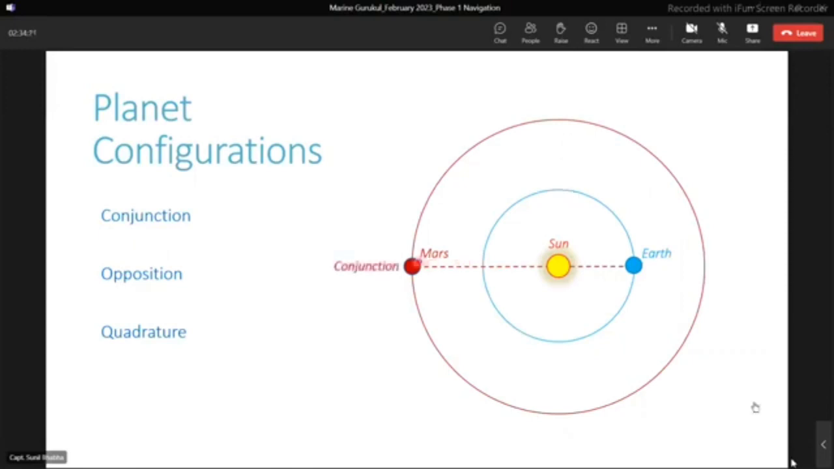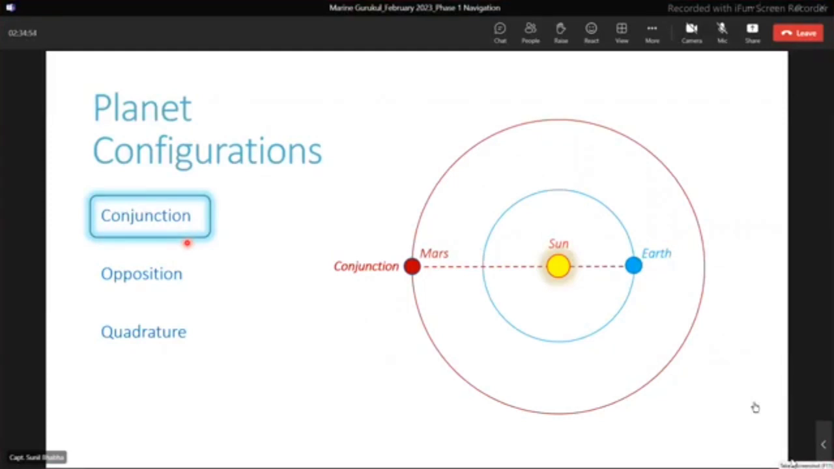Now this particular placement of the planet with respect to the sun is called conjunction. We say that this particular planet, planet Mars, is in conjunction with the sun. So this is the meaning of the first term, which is conjunction. It basically means that the planet is in the same direction as the sun. The planet is in conjunction with the sun.